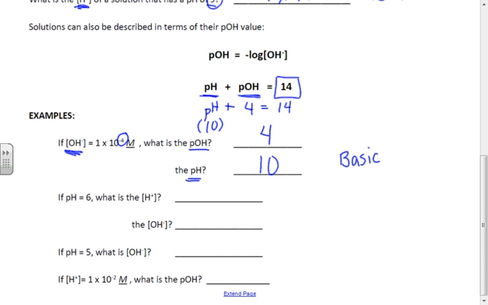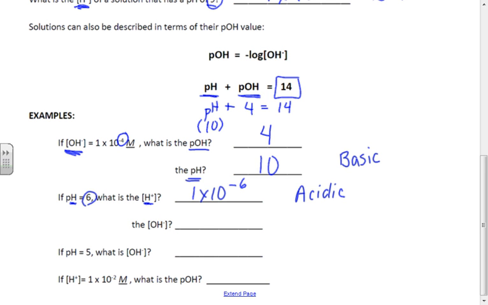If pH is 6, what is the hydrogen ion concentration? So make sure these match. That's H, that's H. So it's 1 times 10 to the negative 6. And I can go ahead and figure out if it's acidic or basic. They tell me the pH is 6. That's less than 7, so it's going to be acidic.